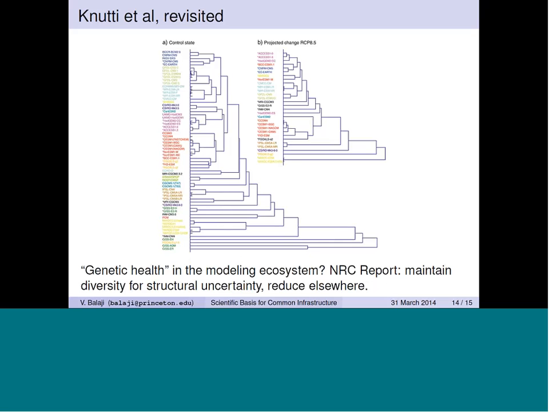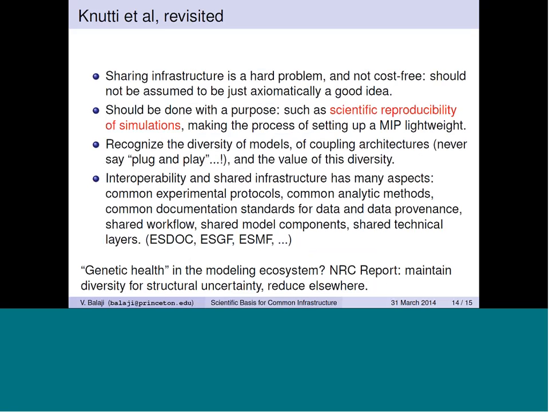So is there a reason? And of course, returning to the NRC report, it did suggest that there is still a lot of uncertainty in our understanding, so we should maintain diversity. And there are certain things where there may be less controversy, and maybe you would be able to reduce diversity there. So I'd like to stop here with a summary slide.